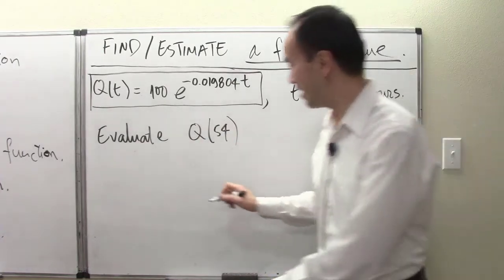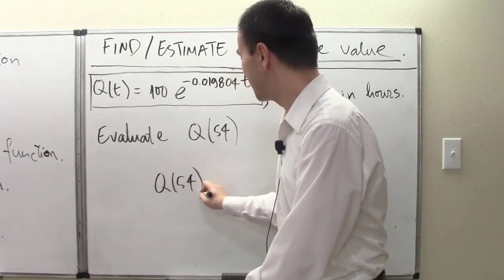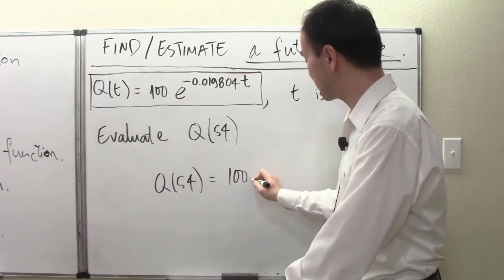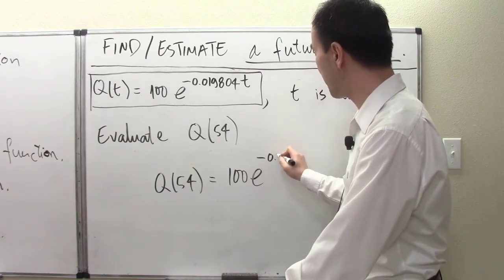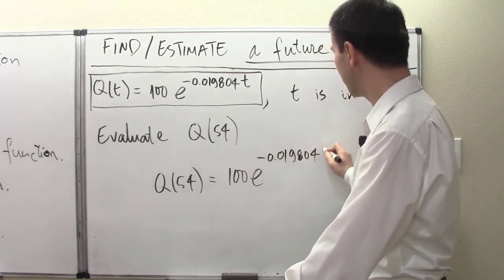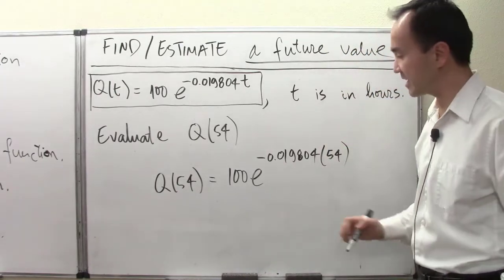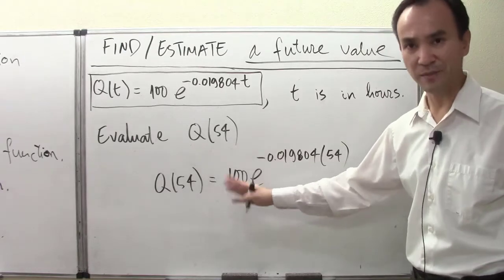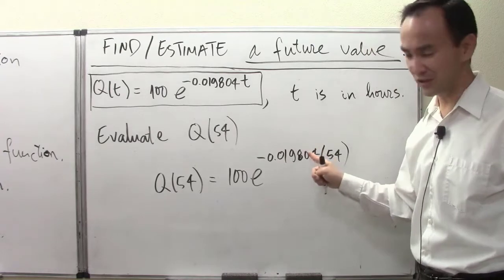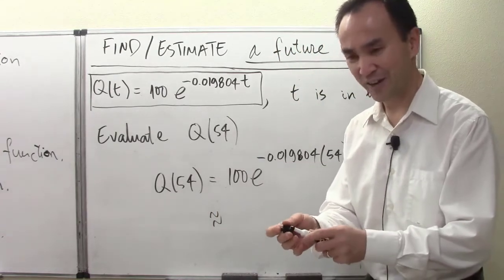All right, so now getting into the actual problem right here, Q of 54 will equal 100, being our initial amount, times e to the minus 0.019804 times 54, substituting 54 for t. And now in the next step, it's just a matter of swinging over to the calculator and punching in the value to get the final answer in decimals.